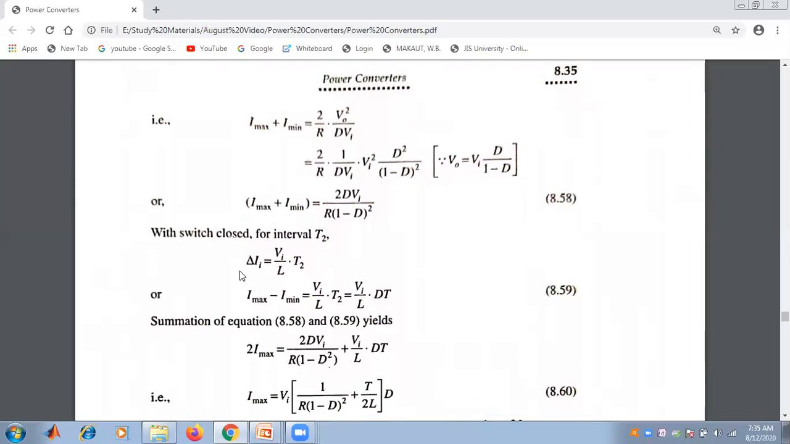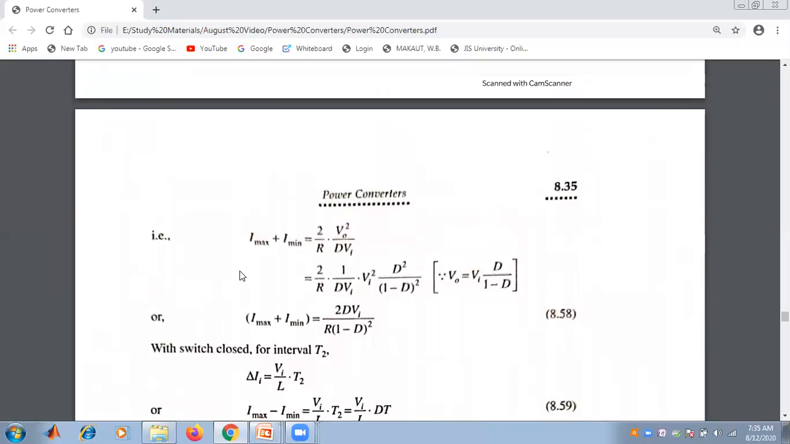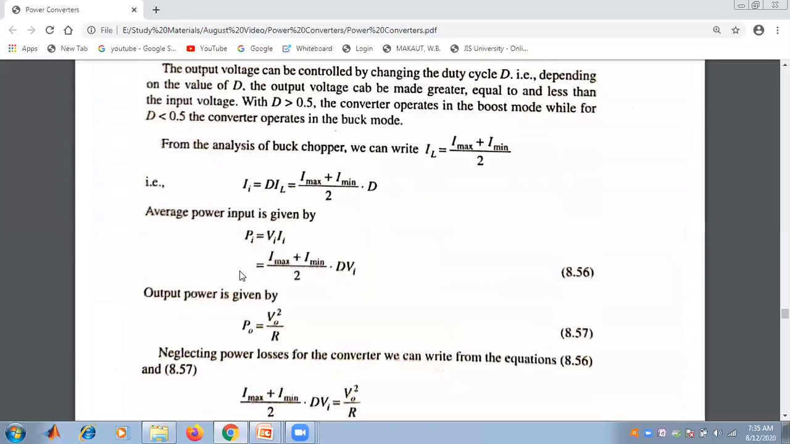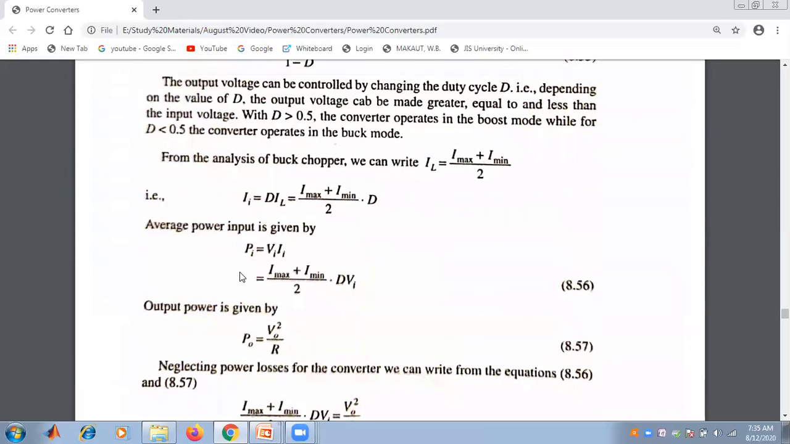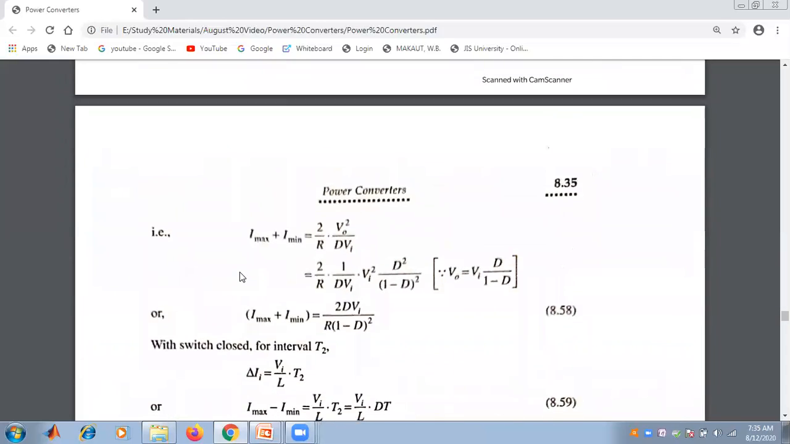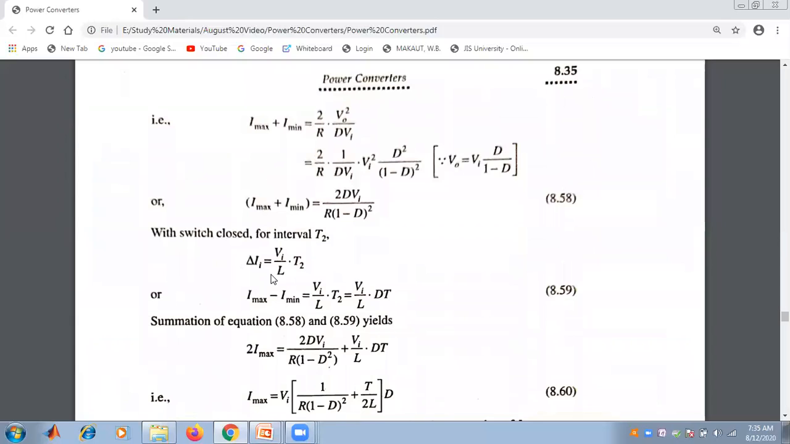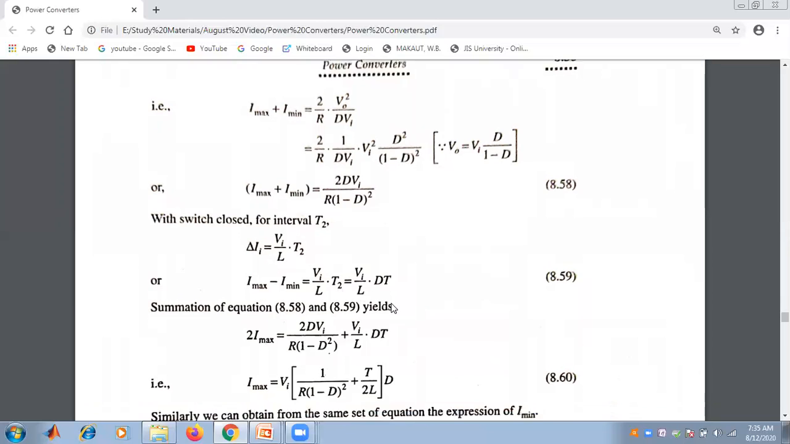So, changing the input current, from that equation we can write that the change in the input current is nothing but Vi by L into T2. The change in the input current is the difference between the maximum and the minimum current, that is I max minus I min, which is equal to Vi by L into T2. So we are putting the values, that is Vi by L into dT.